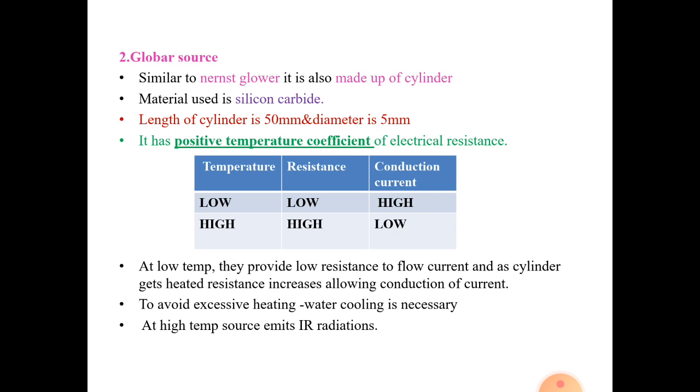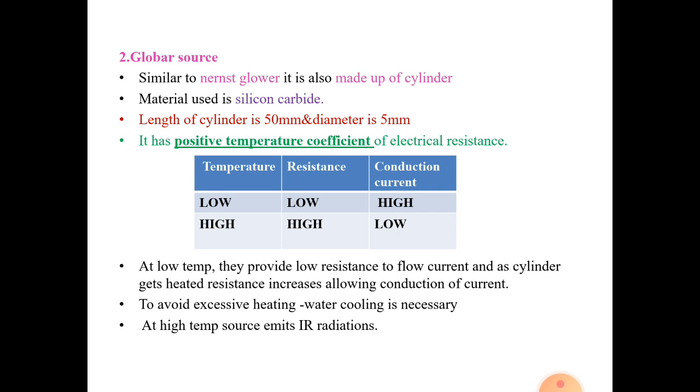This is similar to the Nernst glower, made up of a cylinder. Now the material is silicon carbide. The length is 50 mm and the diameter is 5 mm. Here it has a positive temperature coefficient of electrical resistance. Here, when the temperature is low, the resistance is low. Why? Because the temperature is directly proportional to resistance. So when the temperature is low, the resistance is low and the conduction current is high.